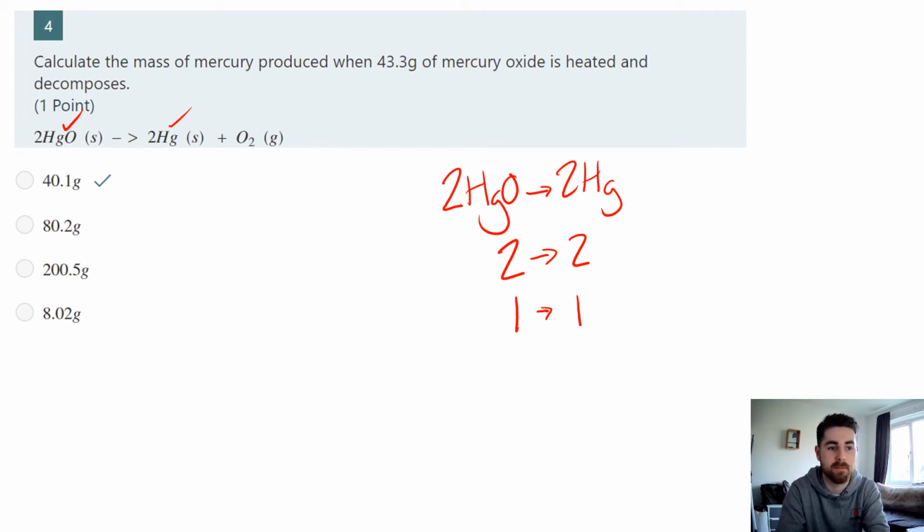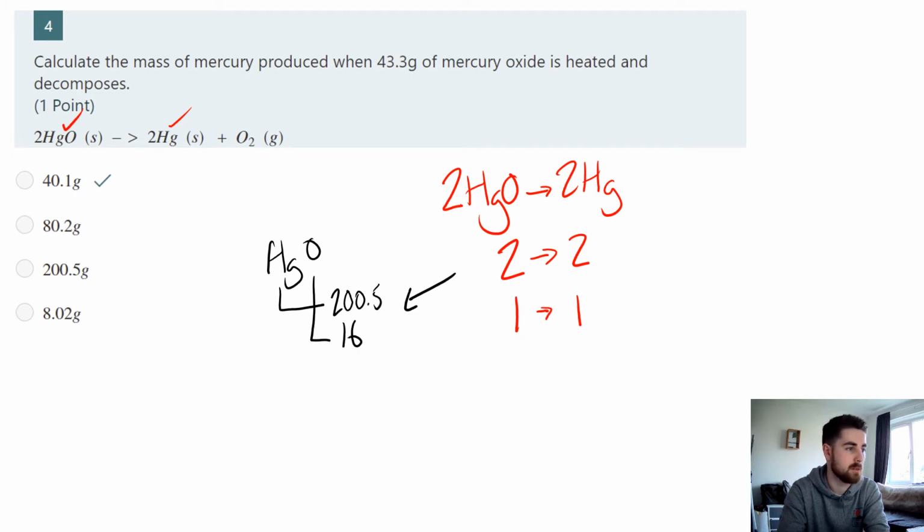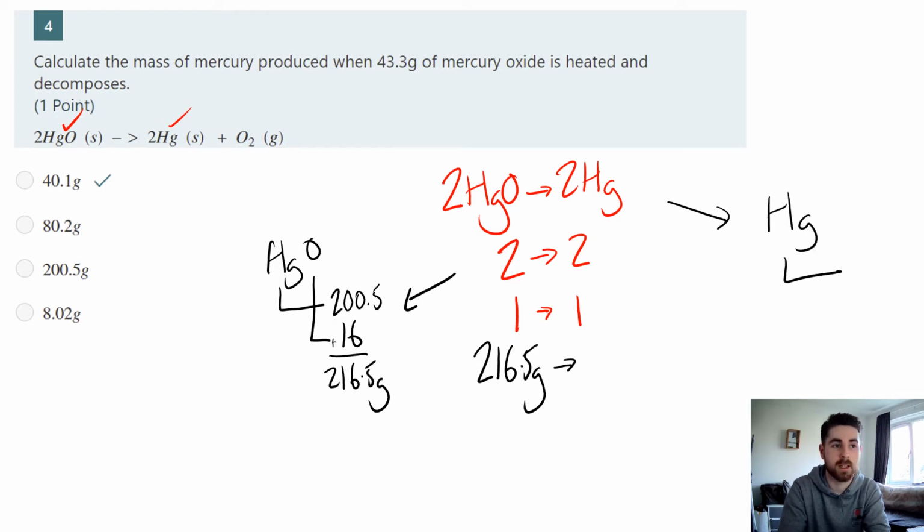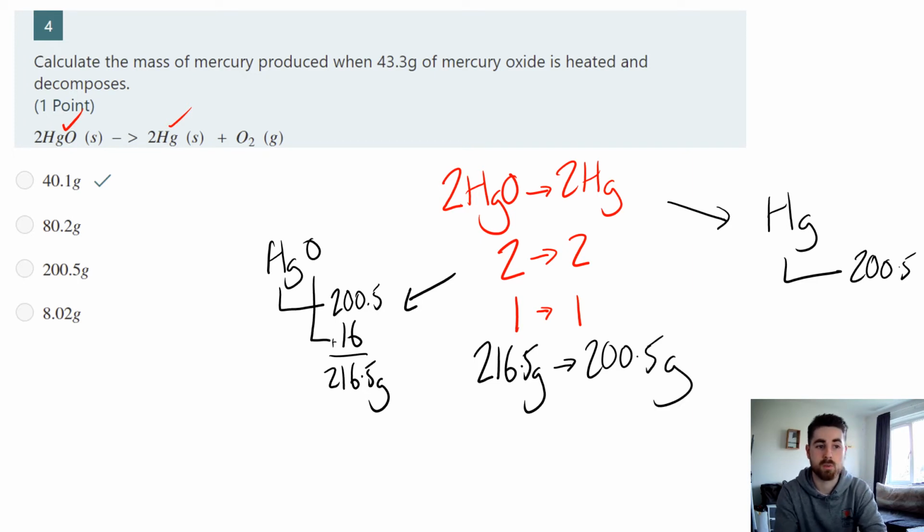So let's now work out the GFM of mercury oxide and of mercury, HgO. An atom of mercury has a relative atomic mass of 200.5 and oxygen is 16, and if we add them together we get 216.5 grams. So that's our GFM, i.e. that's what the mass of 1 mole would be theoretically. And then Hg, mercury, we've already established is 200.5. So that's how much we would have if 1 mole was reacting to produce 1 mole.